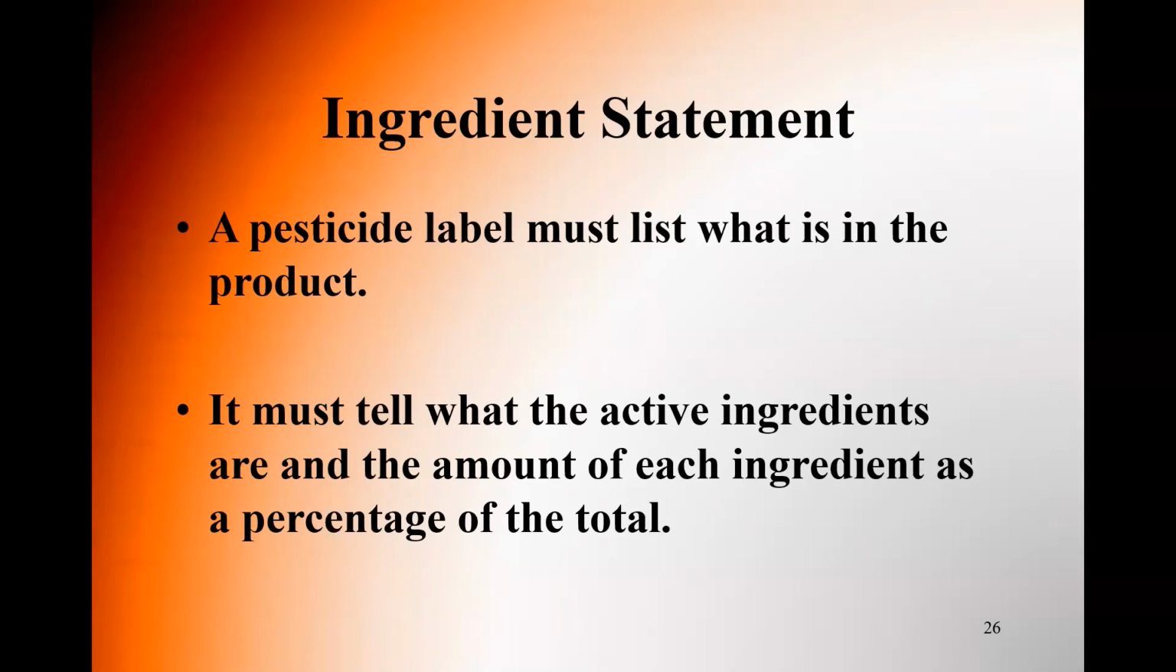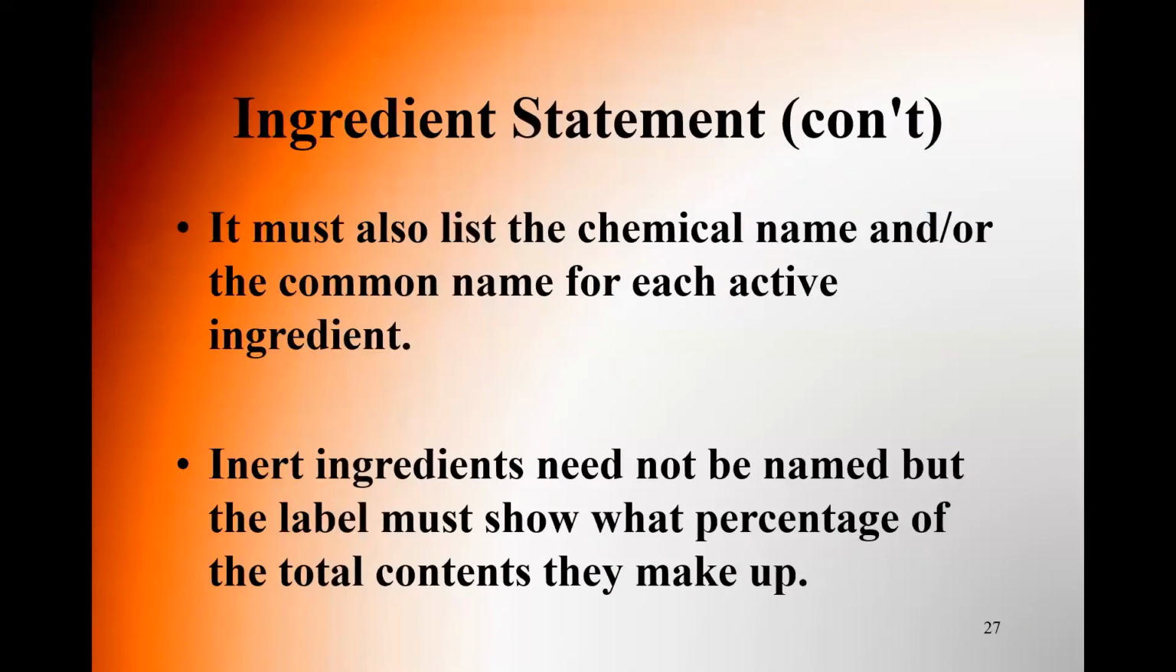We see that with glyphosate. There are 3 or 4 different amounts of active ingredient in glyphosate products: 41, 46, 53. So that's something you need to be aware of as you're buying it as well. It also lists the chemical name or the common name for each of the active ingredients. Also, the inert ingredients may not need to be named, but the label must show you the percentage of the total contents that they make up.